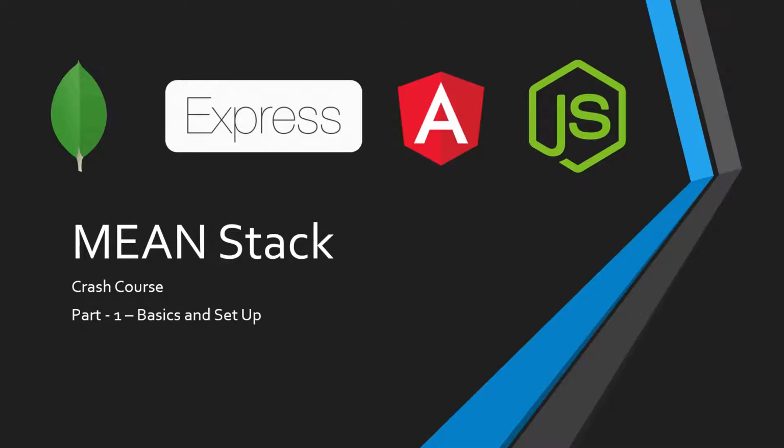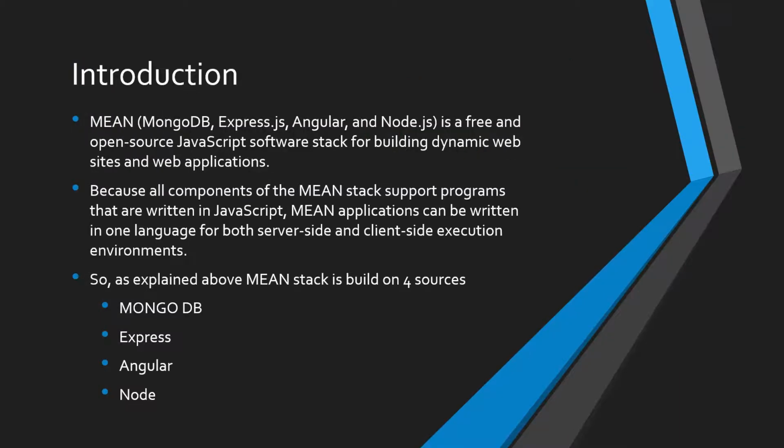So today we are going to be learning about the MEAN stack development. Before diving into MEAN stack development, I would like to give you a small introduction about what the MEAN stack really comprises of. As you can see in this image here, the MEAN stack is made up of Mongo, Express, Angular and Node.js.